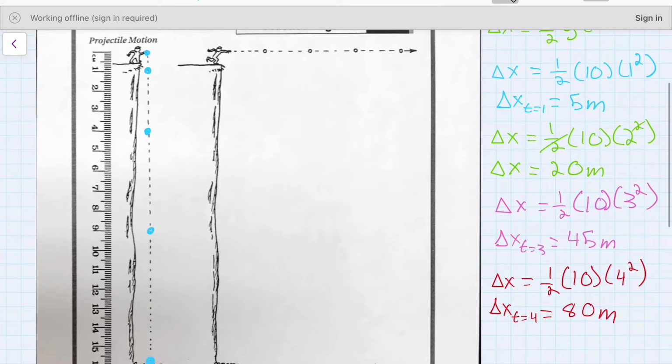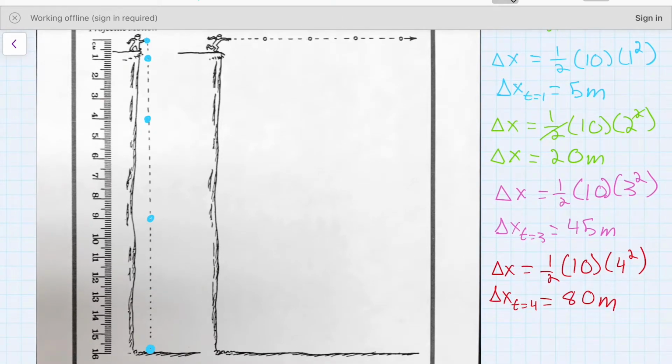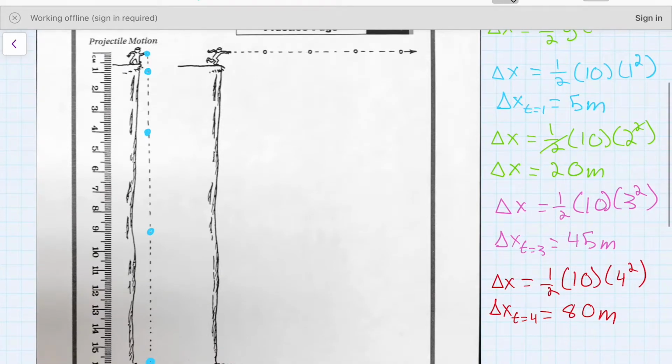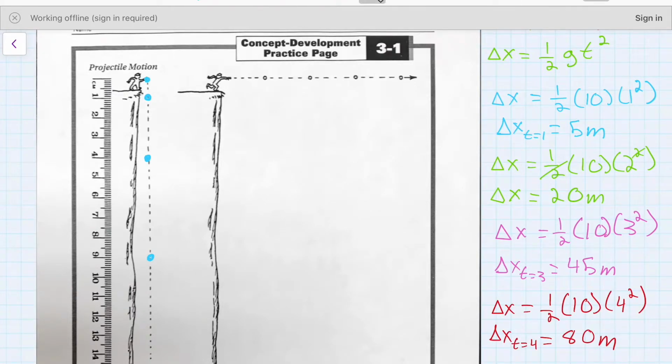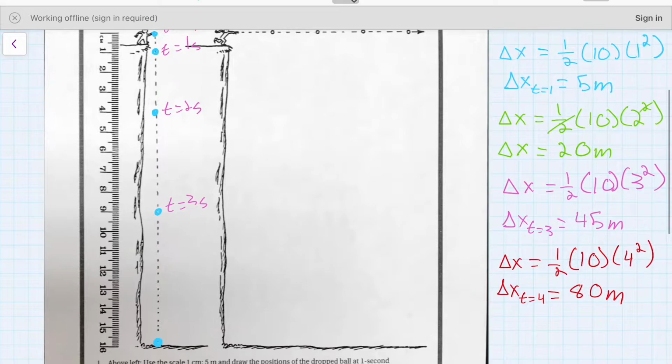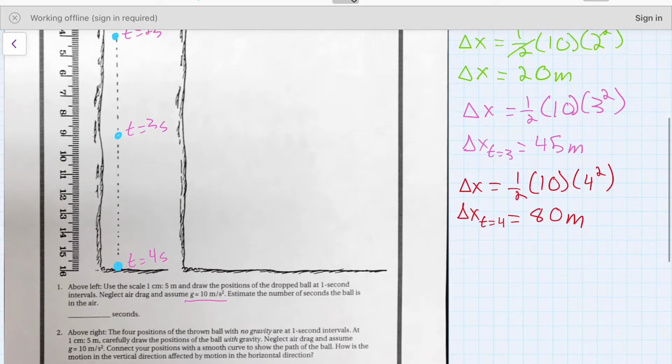If we're trying to estimate the amount of time that the ball is in the air, well, the ball hits the ground right at 16, so we can count these. This would be t equals 0, t equals 1 second, 2 seconds, 3 seconds, and 4 seconds. So the ball would be in the air for a total of 4 seconds.